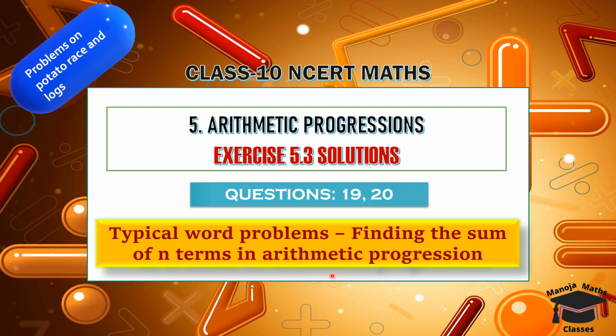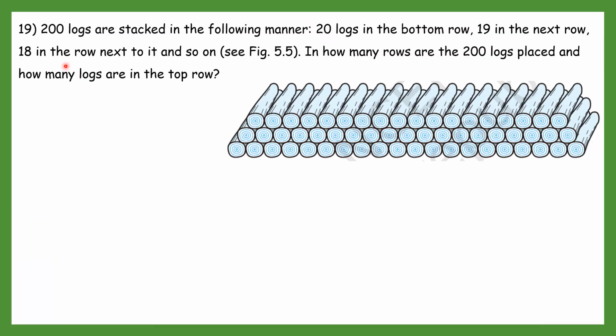Let's solve some typical word problems on finding the sum of n terms in arithmetic progression. Questions 19 and 20 in exercise 5.3, chapter arithmetic progressions. 200 logs are stacked in the following manner. 20 logs in the bottom row, 19 in the next row, 18 in the row next to it, and so on. In how many rows are the 200 logs placed, and how many logs are there in the top row?